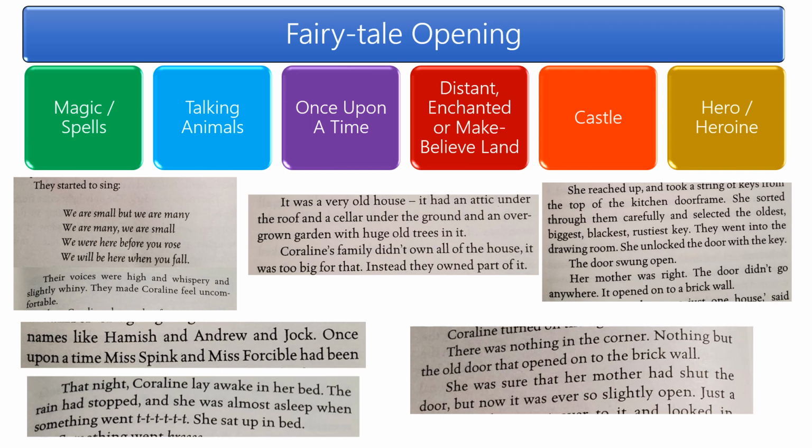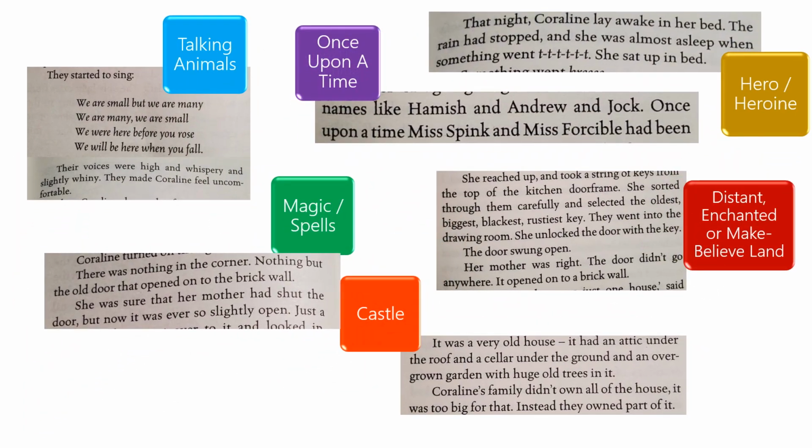Okay, the answers are coming up in 3, 2, 1. There we go. So, did you get yours? Don't worry if you didn't match them up the same as mine. We've got some talking animals. Animals is a little bit of a stretch because we're not sure whether they're animals or not, but there certainly are talking animals later on. So I match this up to talking animals. We've got our hero or heroine, Coraline. We've got Once Upon a Time. We should all have spotted that one. Magic or spells: the door was shut and then it was open. Nobody opened it. How did it get open?